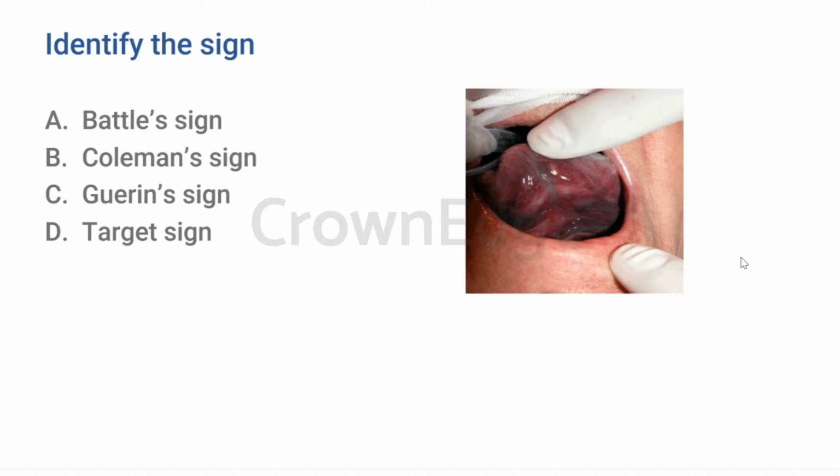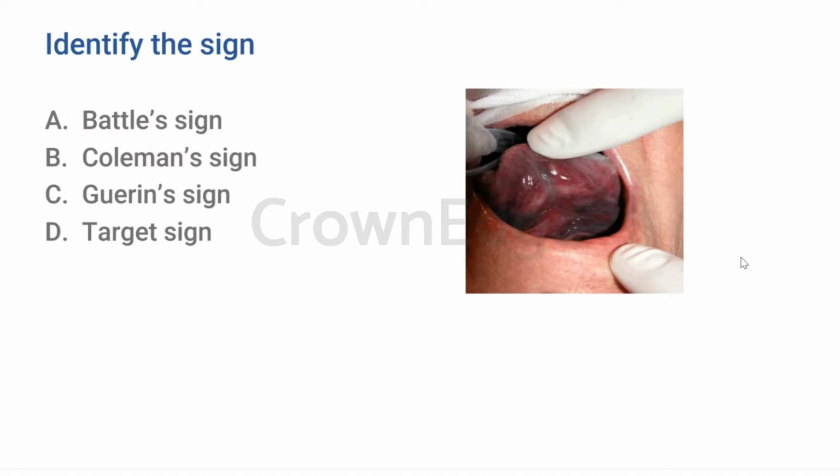Okay, so someone has said it's Guerin sign seen in Le Fort 1 fracture. So, what site are we exactly seeing over here? Can you identify the structure that is present over there where the finger is resting? Is it anywhere related to the maxilla? Rupture of greater palatine artery.